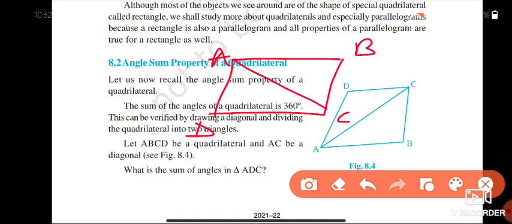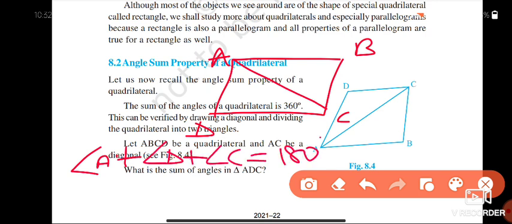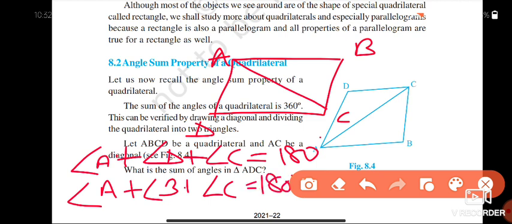So now you know the angle sum property of a triangle, that is 180. For triangle ADC, angle A plus angle D plus angle C will be equal to 180. And for triangle ABC, angle A plus angle B plus angle C is also equal to 180. Here we have both the triangles in the quadrilateral. So now we have to add both these triangles to get the quadrilateral. So I am adding both these triangles.